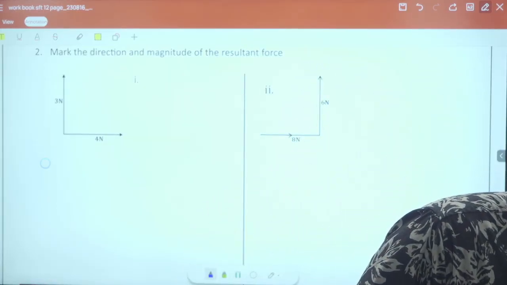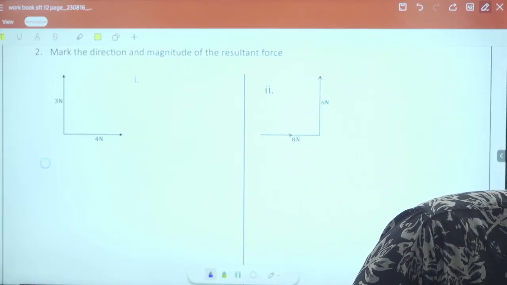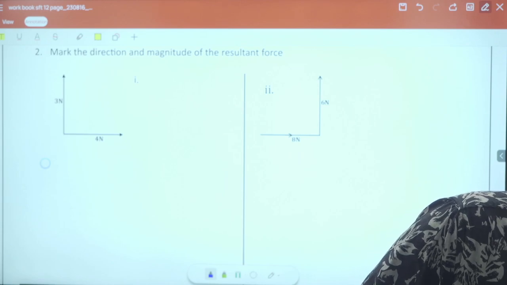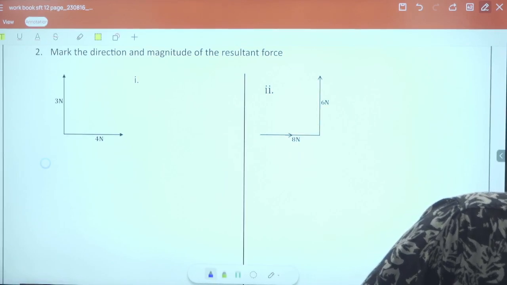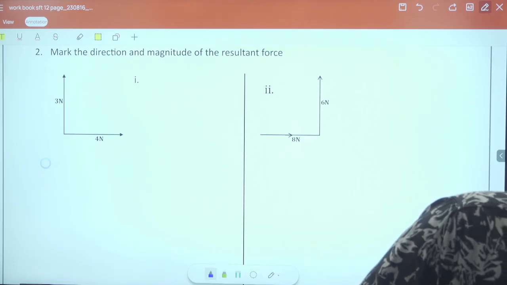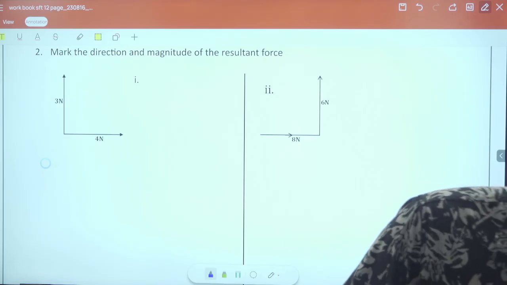Direction as this, so we have to draw a triangle. That is fine. Now here this is different. Now I said like if the force is acting head to tail, the resultant should go from tail to head. Okay. Yeah.